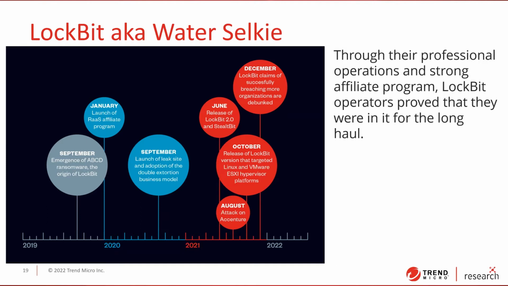But you can see a timeline of how long we've been tracking this group. They started back in September 2019, with the emergence of ABCD ransomware, which was the origin of the Lockbit ransomware. So again, maybe somebody set up the group and started with ABCD, and then they modified it and created Lockbit. But in January of 2020, they actually launched a ransomware as a service affiliate program.